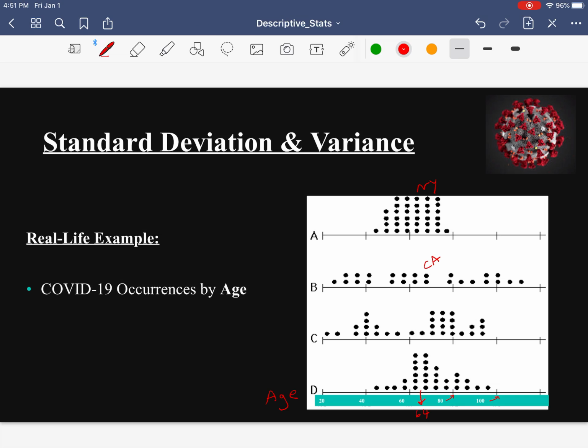In New York, it's more people in and around 60, 64, 70. But in California, we see a much bigger range. So health organizations, health professionals would need to look more at, well, why in California are more younger and more older people getting COVID?